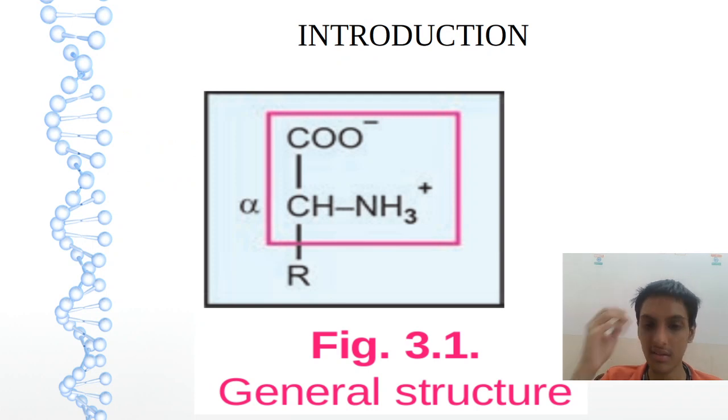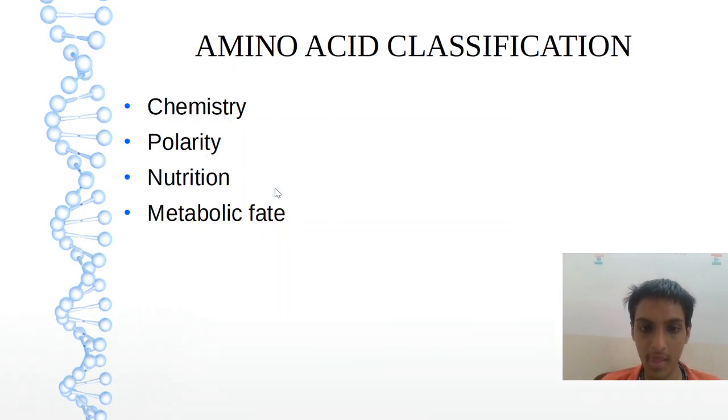Right, first, what is an amino acid? This is a general structure you're seeing here. We have the hydrogen, R group, amino and the carboxyl groups. Mainly the alpha form it is. We will discuss the classification based on chemistry, polarity, nutrition and metabolic fate.